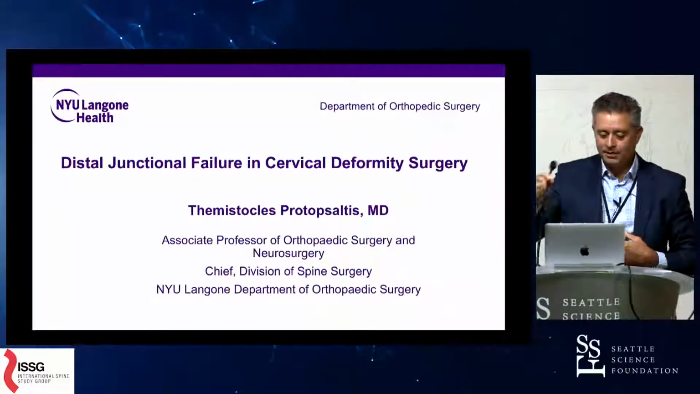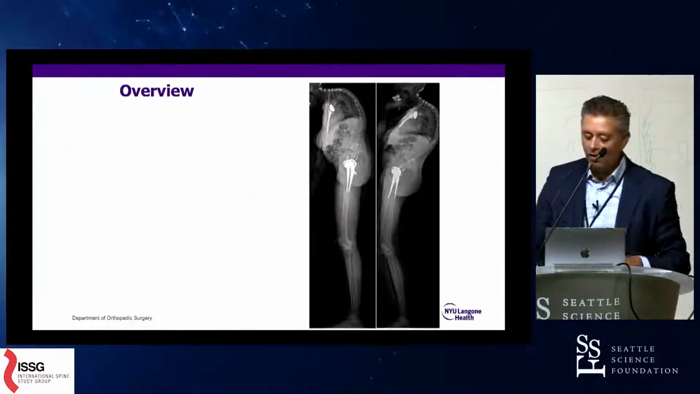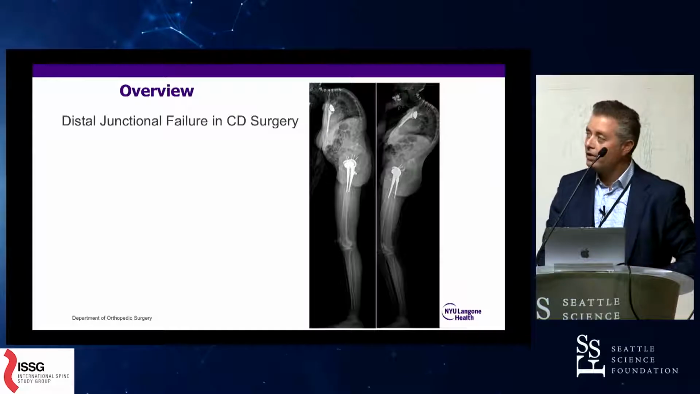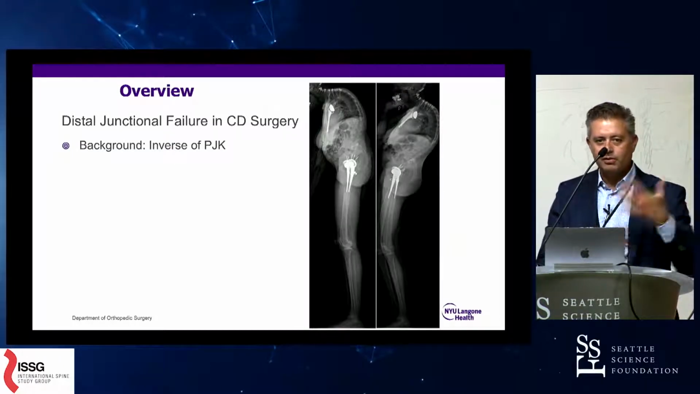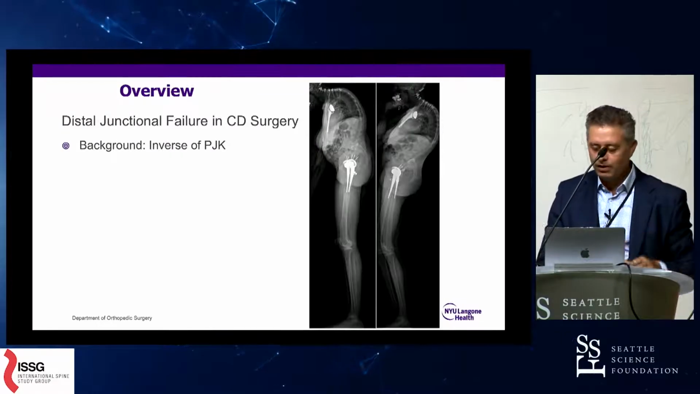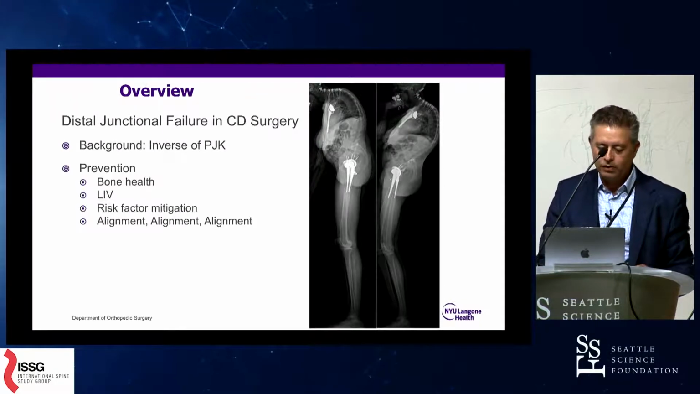Okay, so as an overview for the talk, we're going to talk about distal junctional failure. It's really the inverse of proximal junctional failure in thoracolumbar deformity correction when we're dealing with cervical deformity.